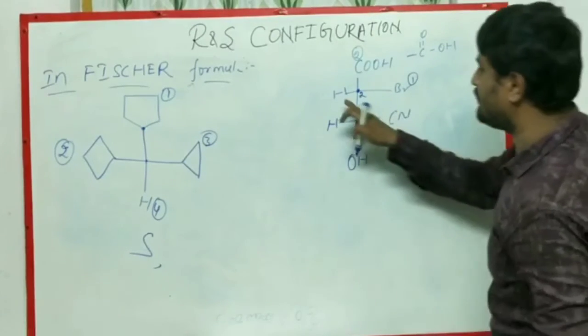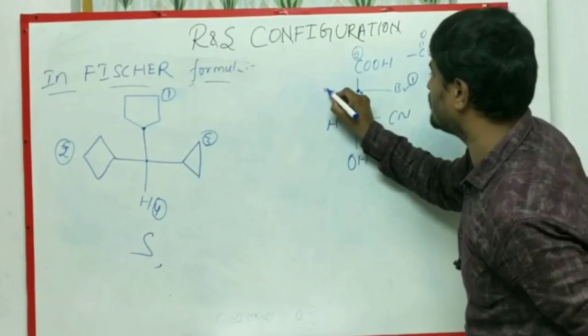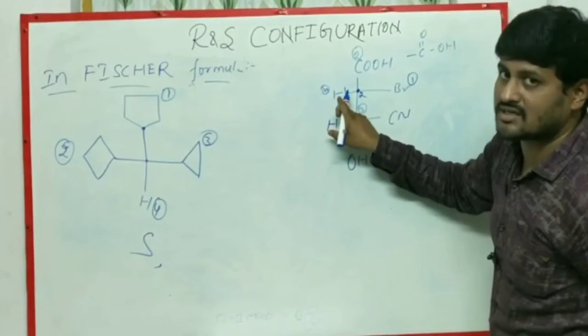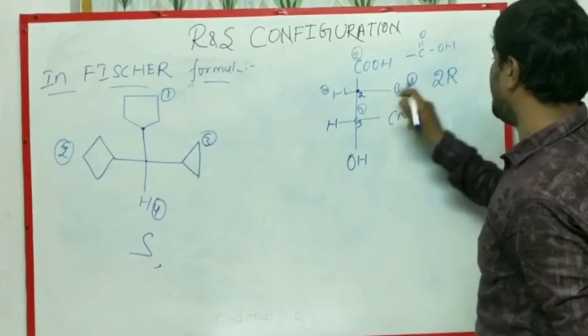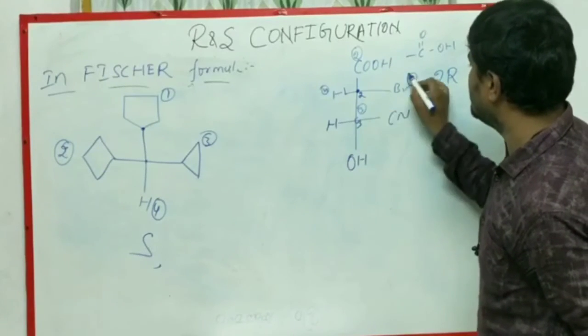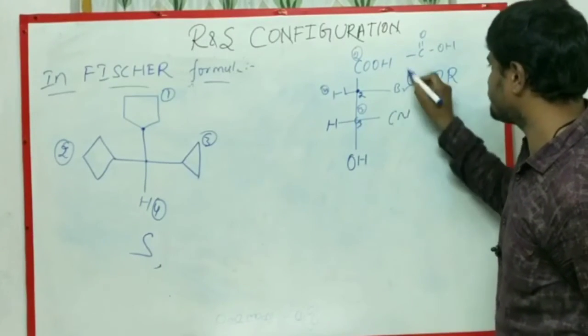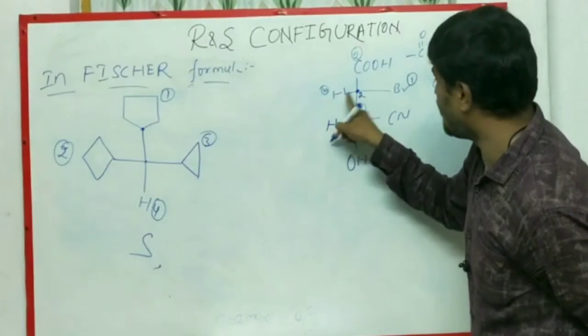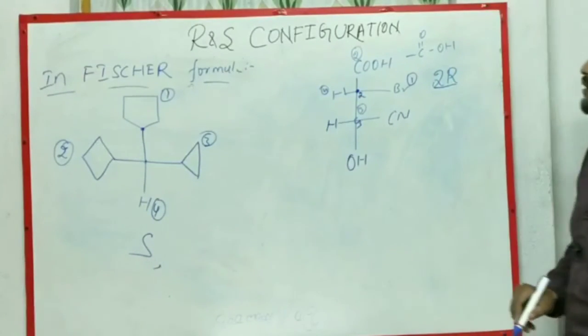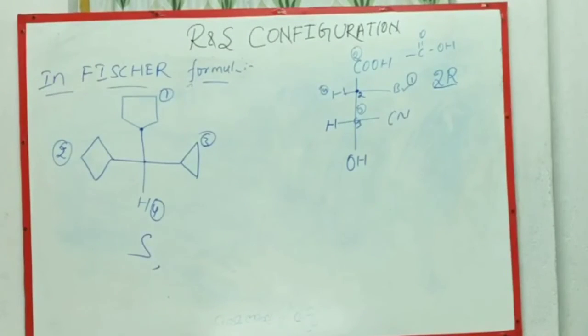Then 1, 2, 3, anticlockwise. But here the fourth preference is on the horizontal line. So 1, 2, 3 anticlockwise would be S, but here the fourth priority group is on the horizontal line, then it is the reverse configuration. Do you understand?